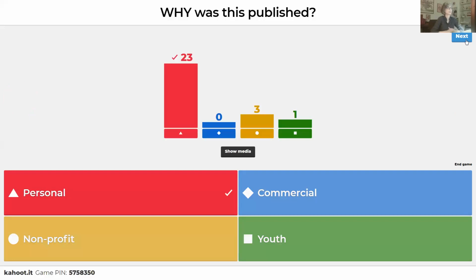There we go. Indeed, this is a personal site, somebody's personal blog. We don't have any evidence that he's getting any money for it. We don't have any evidence that this blog is just for children, even though that information seemed pretty basic. And we don't have any sense that he has 501c3 status, which would make him a nonprofit.